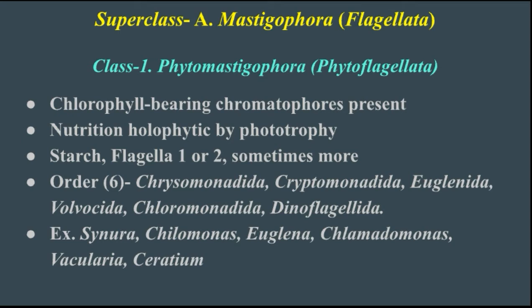First order is the Chrysomonadida, second one is the Cryptomonadida, third one is the Euglenida, fourth one is the Volvocida, fifth one is the Chloromonadida, and sixth one is the Dinoflagellida. These are the 6 orders. The class Phytomastigophora is divided into 6 orders.